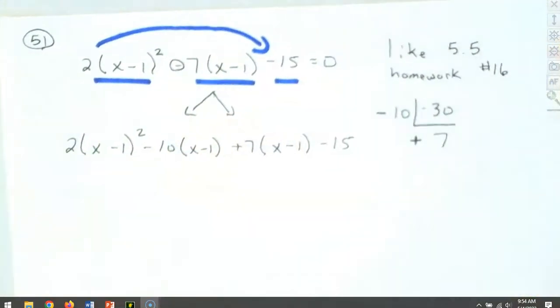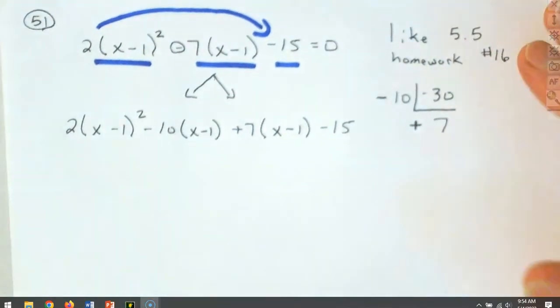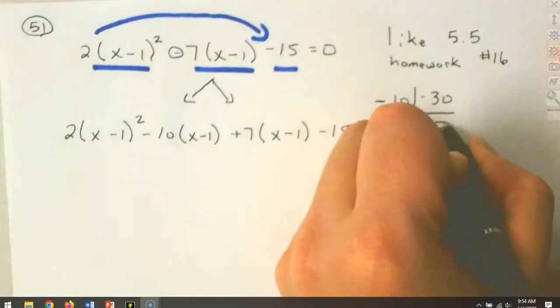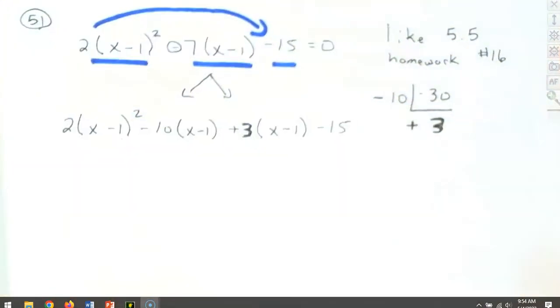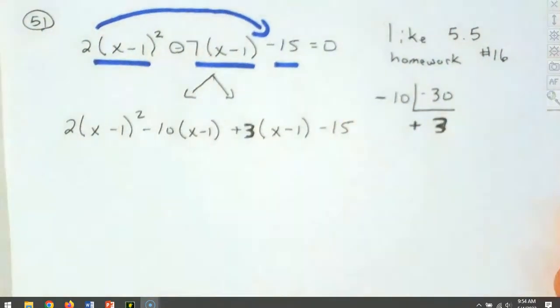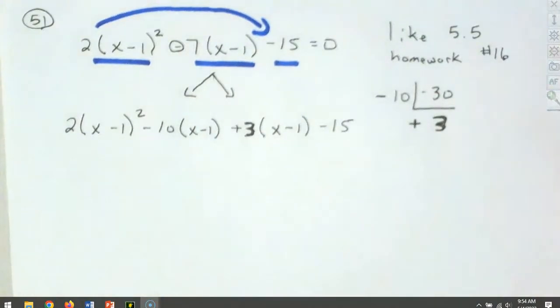Stays the same. Is that 7 supposed to be a 3? Yes, it should be. My mistake there. I wrote down the wrong number. Should be a 3 there. Sorry about that. Yep, because 10 minus 3 is 7, and that's in the middle. So now we've got to this point.